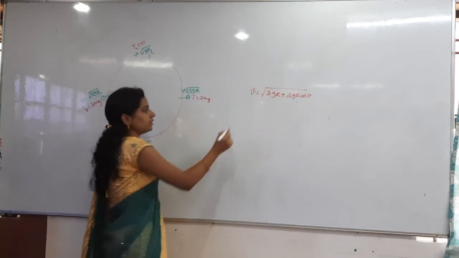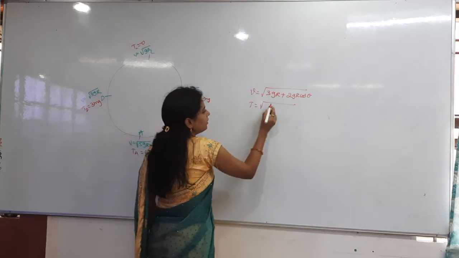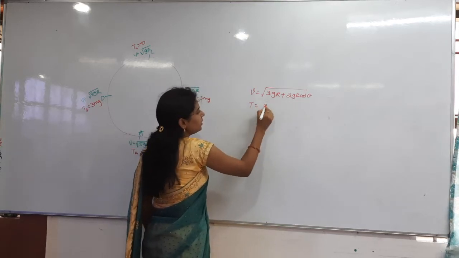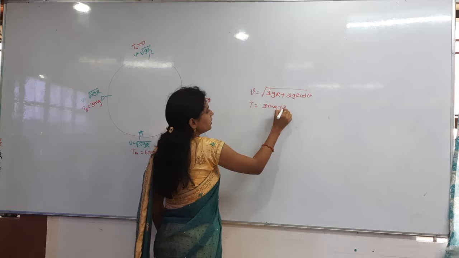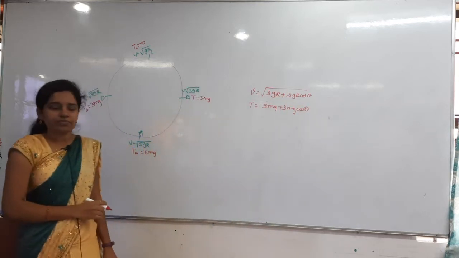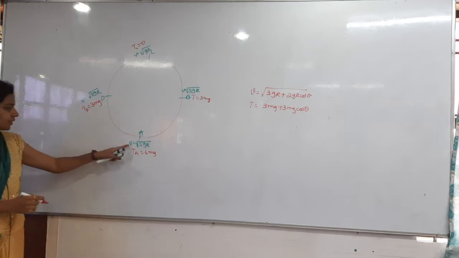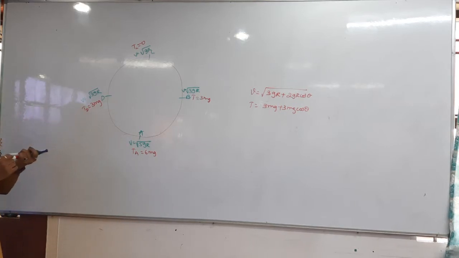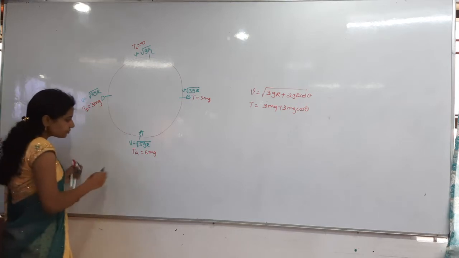And what about the tension? Root is not there. 3mg plus 3mg cos theta. This is the tension at point P. And whenever you see after the velocity and then tension, what we have discussed next? Potential energy, I guess. What is the potential energy?